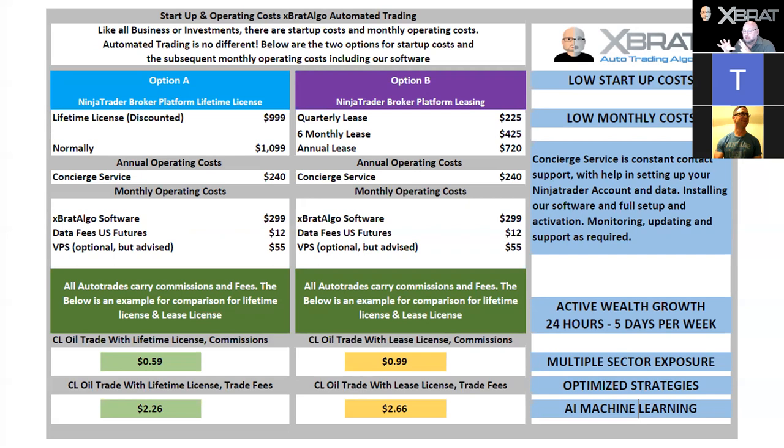You will get charged those commissions that we talked about earlier. Those commissions are less if you've got a lifetime license rather than a lease. In essence, you're looking at commissions of around 59 cents on a trade for oil, and then the trade fee is $2.26. So you're always going to get those little charges, but on a month-to-month basis, it is a very cost-effective way.